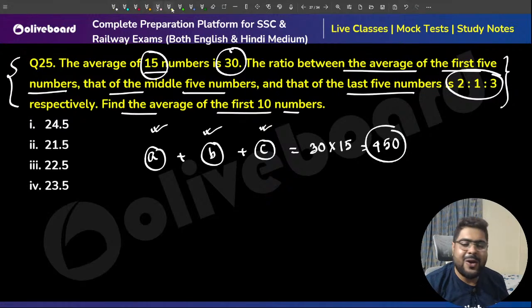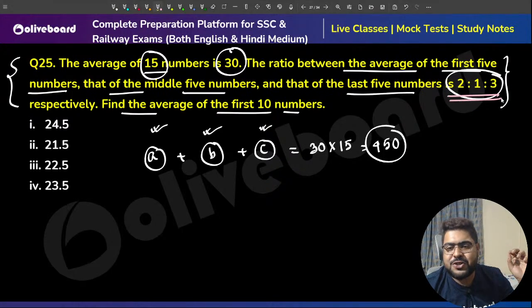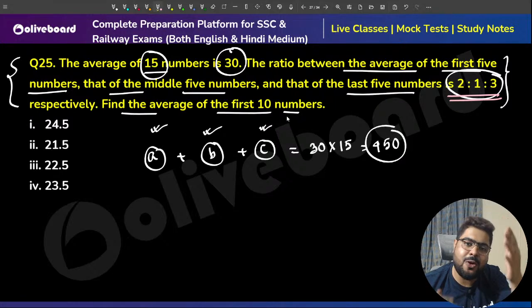Now, always remember, whatever is the ratio of average, the same is the ratio of the sum, because all are 5 numbers only. वो 5 नंबर ही तो है.